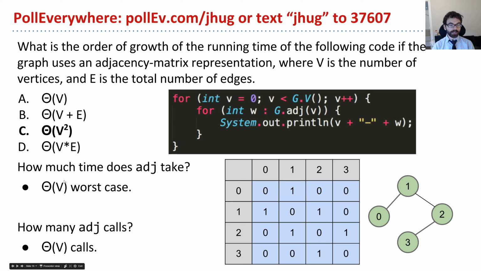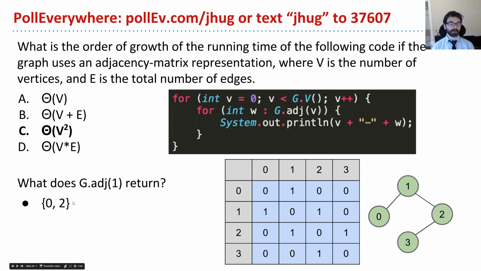So in the worst case, it'll be theta v. We go through each of these items here. In fact, it'll always be. It's not just the worst case, but every case. It will go through all of these and produce an iterable. That's what the adj method does. Now, how many times do we call that method? We'll call it v times. So once when v is 0, once when v is 1, once when v is 2, and once when v is 3. So if we make v calls to something that takes v time, the overall runtime will be v squared.